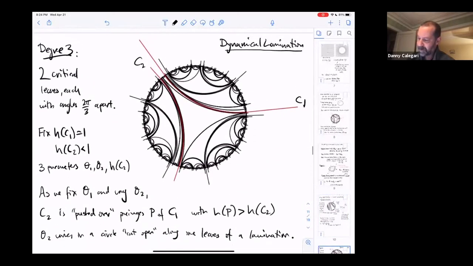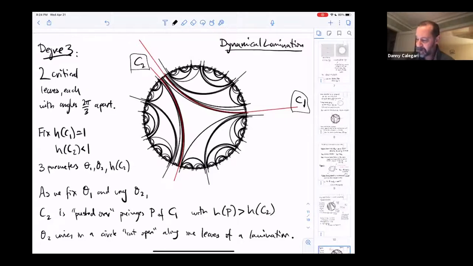So let's look at the case of degree three. We have two critical leaves, with angles 2π/3 apart, and we're fixing the height of one of them, C1, let's say equal to one, after quotienting out by this stretching. We can make the biggest one have height one, and then the next one have height strictly less than one. And you have two parameters: the angle theta one and the angle theta two, the two angles associated to each of these leaves, which differ by 2π/3. There's a canonical way to choose, let's say, the rightmost one, and then the other one is 2π/3 to the left of that. Those are the angles theta one and theta two.